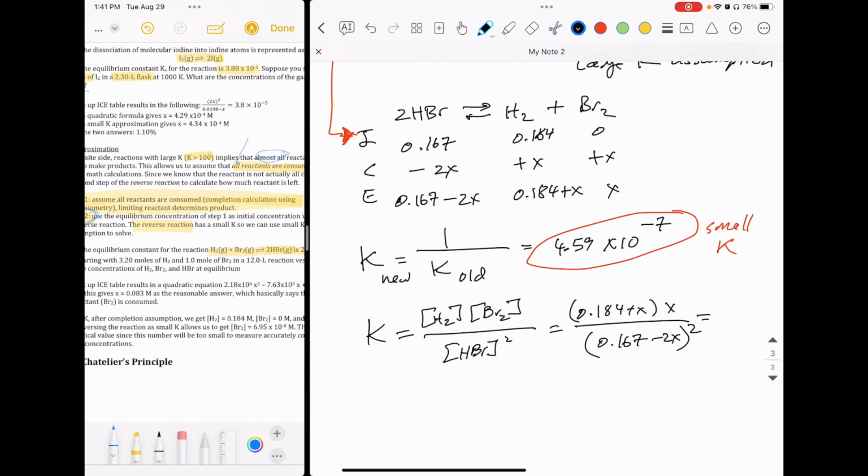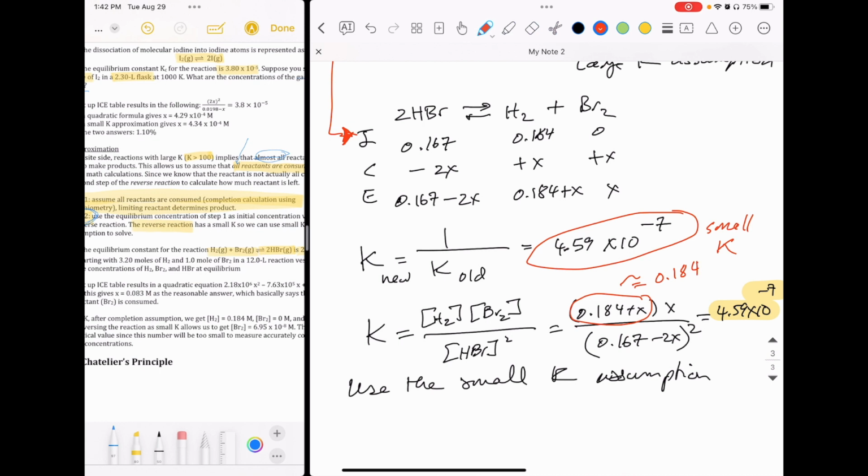And that's supposed to equal the new k value. You're dealing with a really tiny k here. So if you're dealing with a really tiny k, that means you can use the small k assumption, and that means we can ignore the value of x when it's compared to the initial concentration. We can say that this number plus x is approximately equal to just 0.184. This number minus 2x is approximately just equal to 0.167.